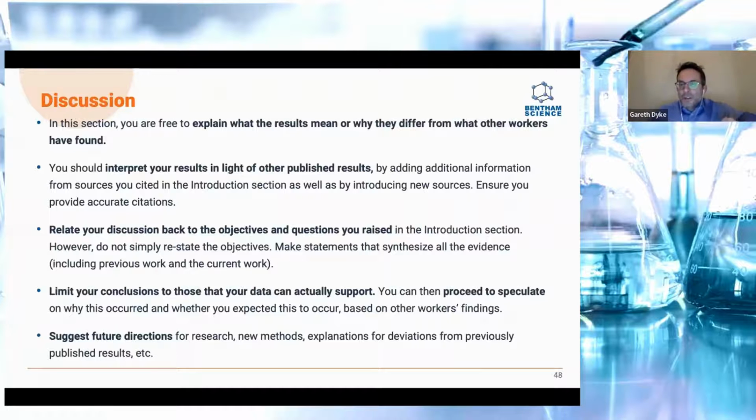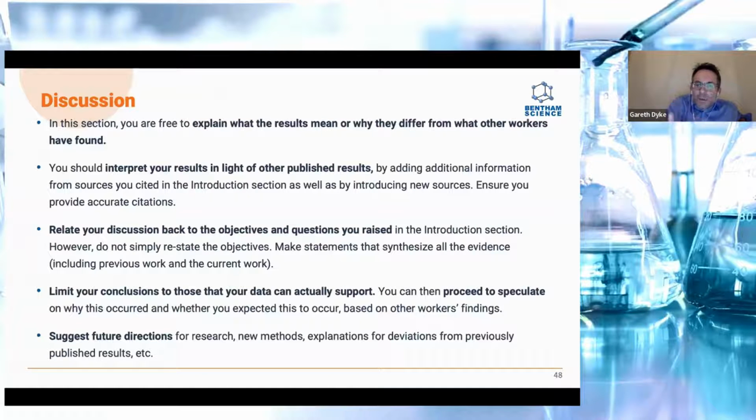So, introduction, methods, results, and then in the discussion, you interpret what you have found. You talk about what your results mean, why they differ from what previous workers have found. Interpret in light of other published results. Begin your discussion section with a sentence that answers the question that your paper seeks to address. Give your readers the answer at the beginning of your discussion. Tell them what the outcome of the study is at the very beginning.